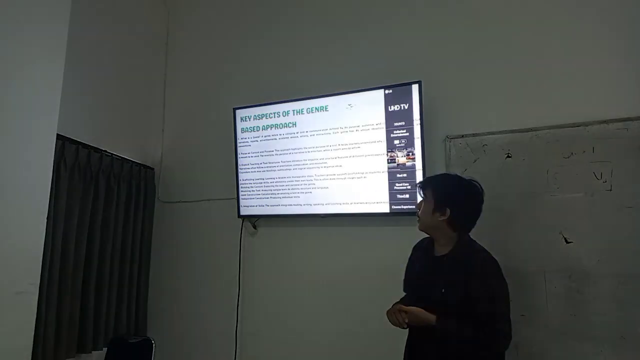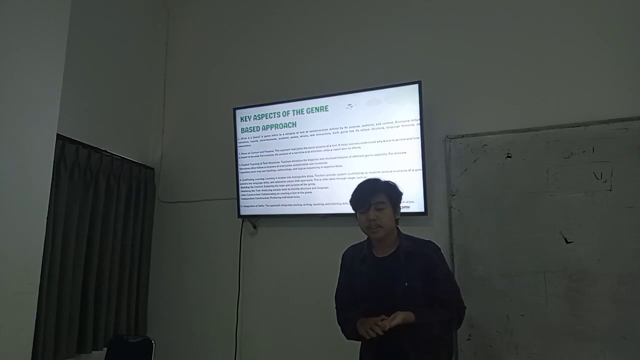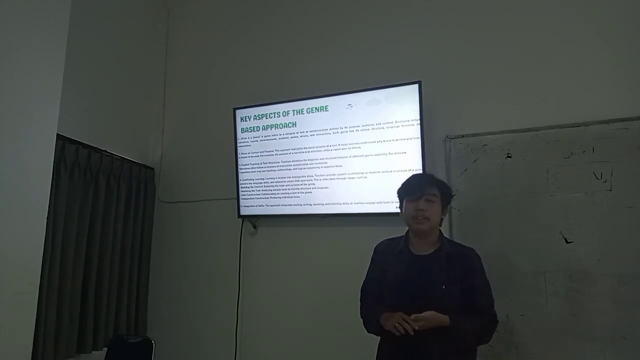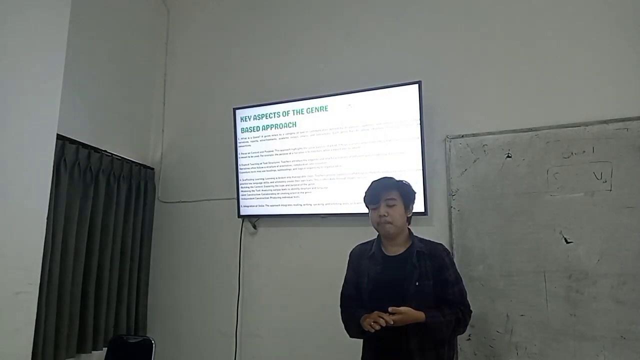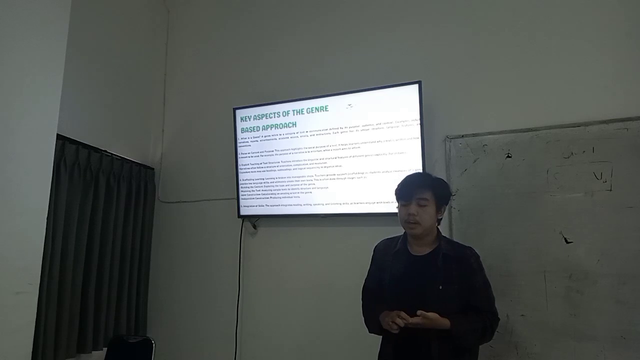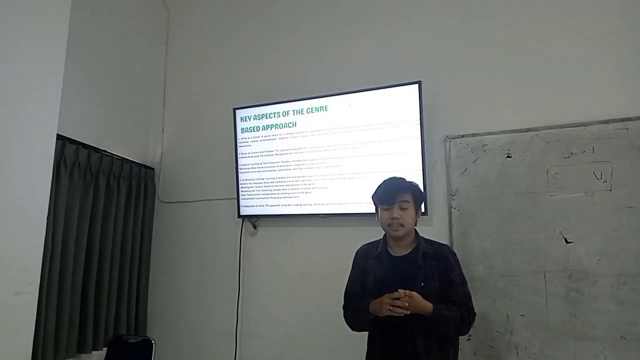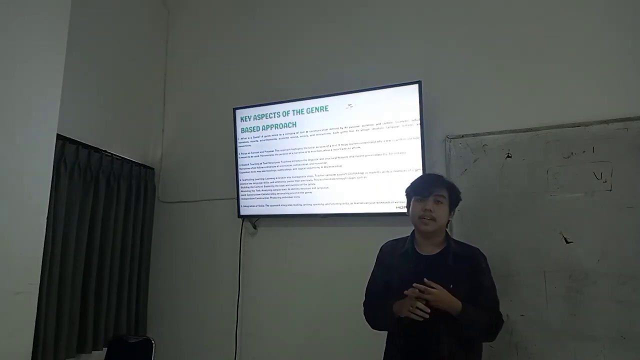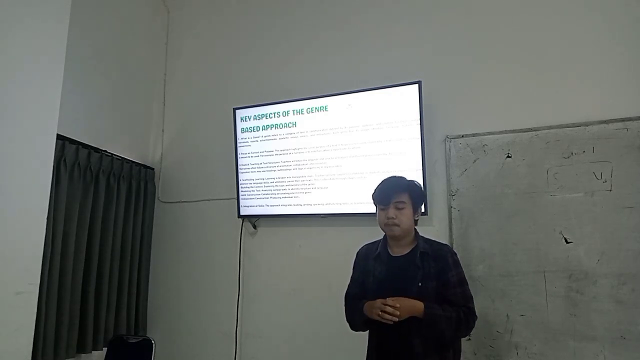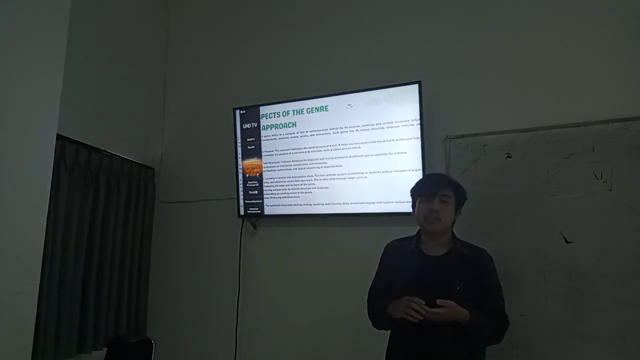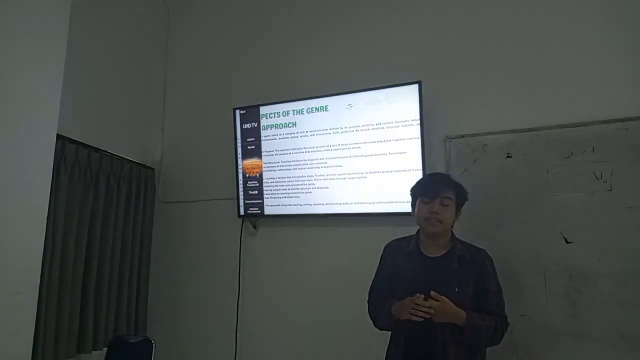Okay, the key aspects of the genre-based approach. What is genre? Genre refers to a category of text or communication defined by its purpose, audience, and context. Examples include narrative text, reports, advertisements, academic essays, emails, and instructions. Each genre has its unique structure, language features, and conventions.